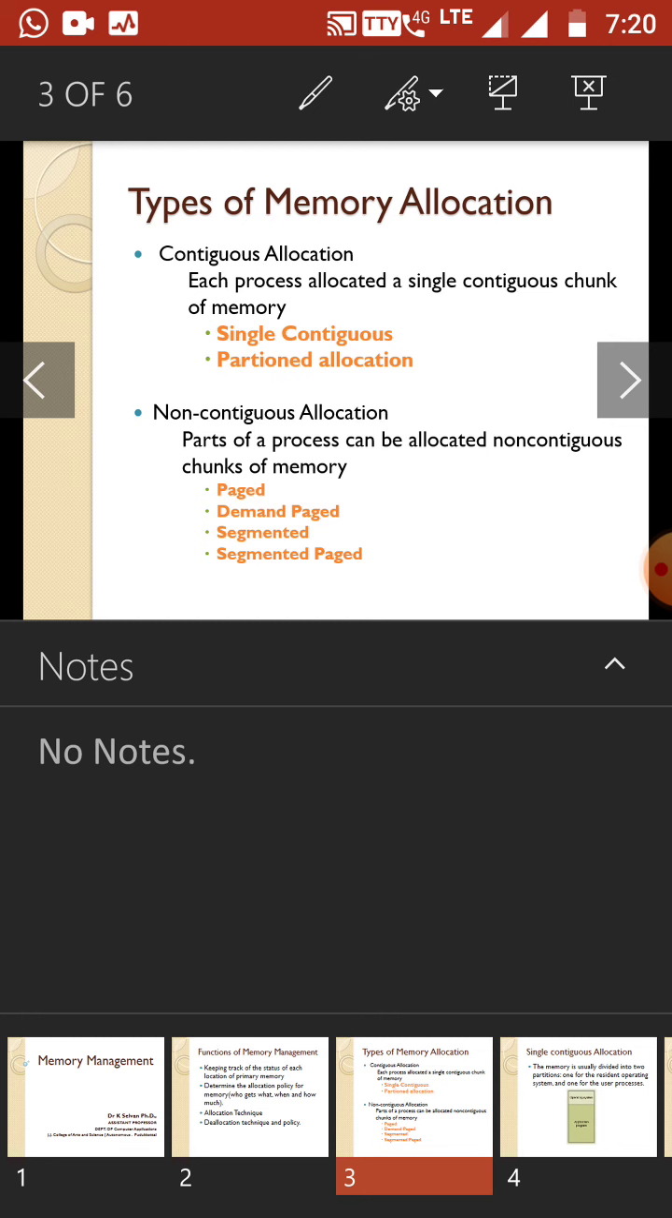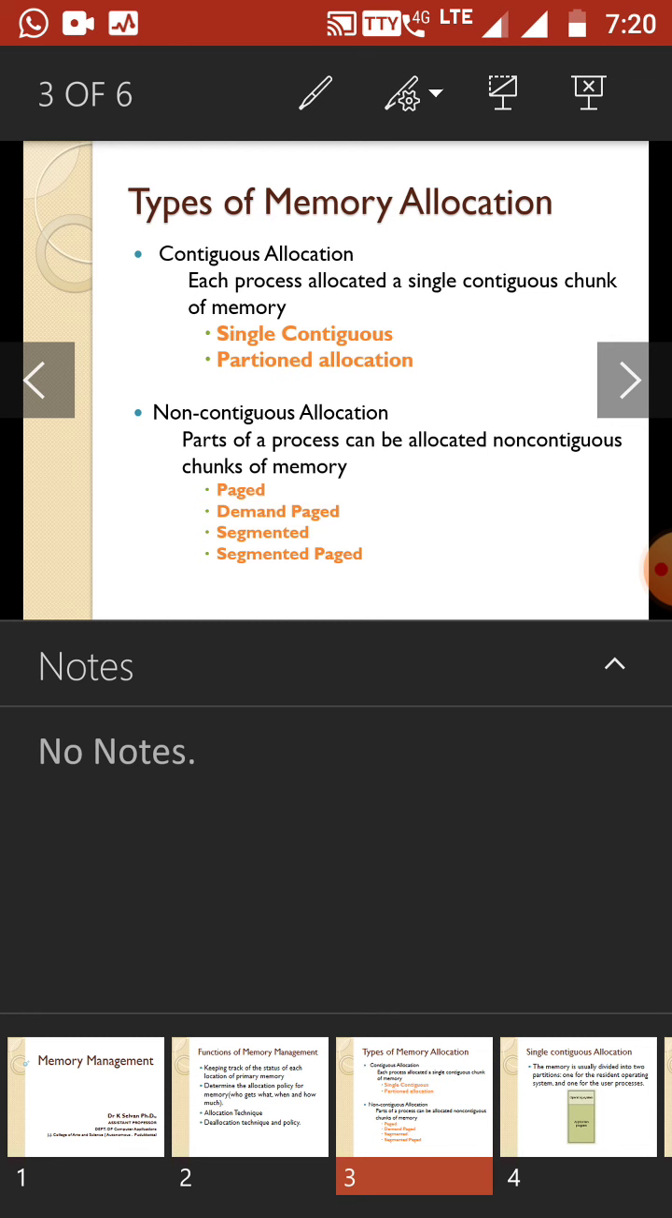So this is called continuous allocation, that is, contiguous allocation. Each process is allocated a single contiguous chunk of memory. Okay, the second one is non-contiguous allocation.